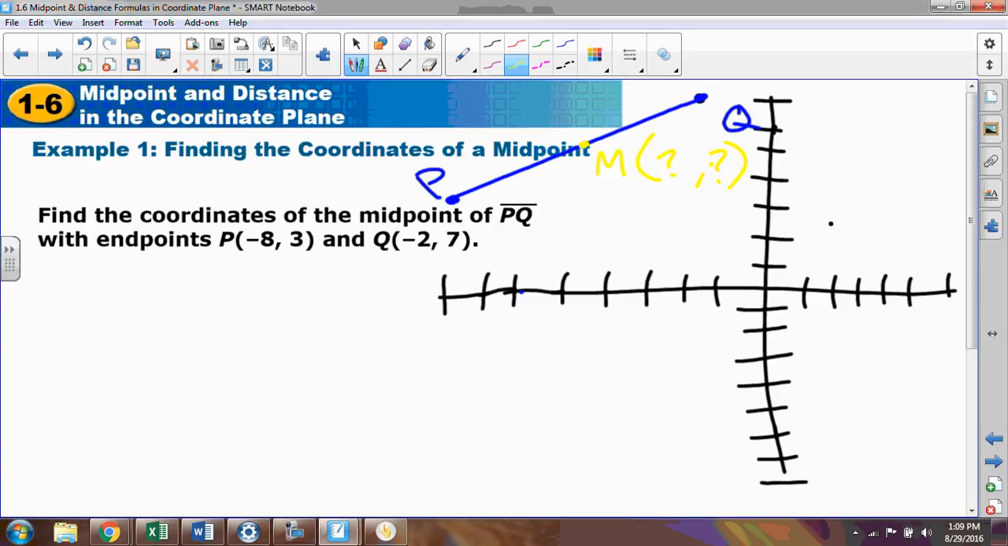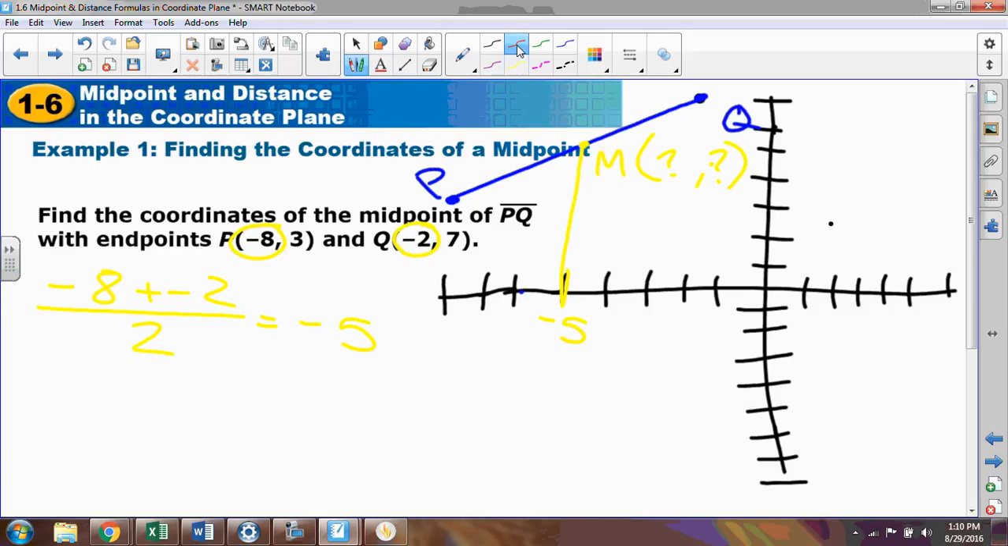Our midpoint formula tells us all we have to do is average them out. Look at the two x coordinates. -8 and -2. Add them together. What's -8 and -2? -10. -10 cut in half gives us -5. With a good accurate drawing, if we drop this straight down, we would be at -5.